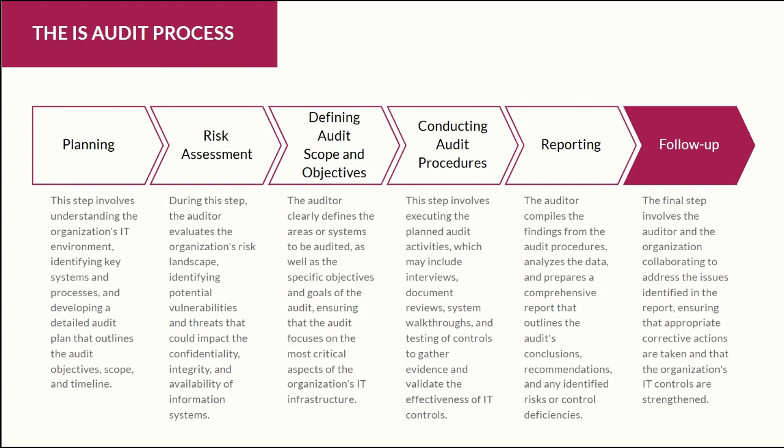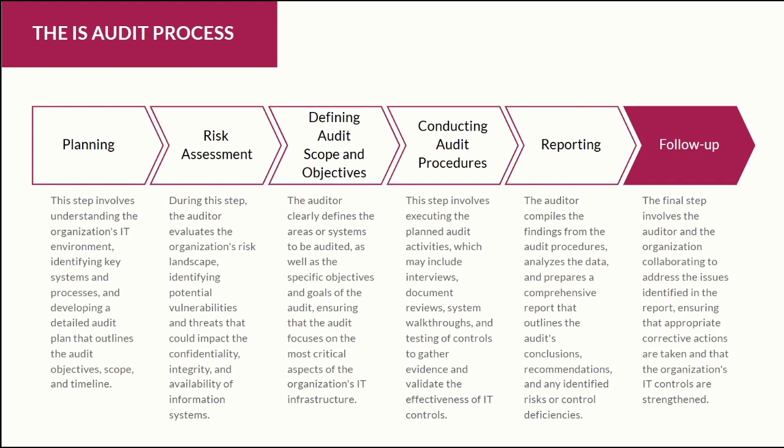Audit procedures. With the scope and objectives defined, the auditor moves on to gathering evidence. This involves testing and analyzing the organization's systems and processes. Techniques may include interviews, observations, and reviewing documentation. The auditor must ensure that the evidence is sufficient, reliable, and relevant to support their findings.